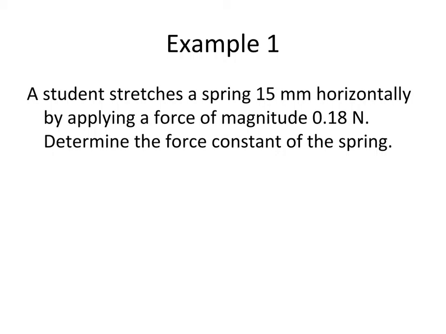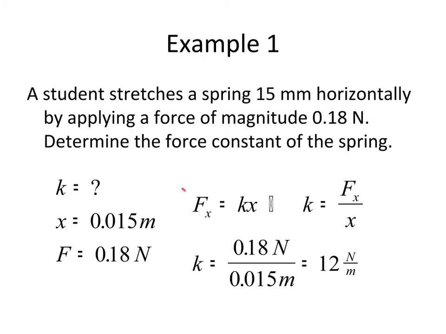Here's an example. A student stretches a spring by 15 millimeters in the horizontal direction by applying a force of 0.18 newtons. Determine the force constant for the spring. Here are the given values, and our unknown in this case is k. So we'll select our equation, in this case the equation from Hooke's law, and then we'll rearrange it to get k by itself, since k is our unknown. When we substitute our values in, we do our division and we get 12 newtons per meter.